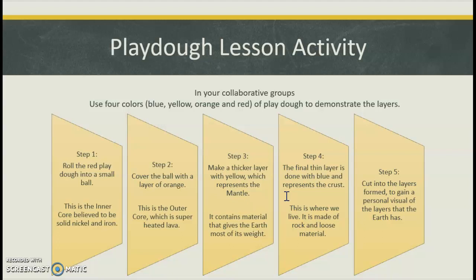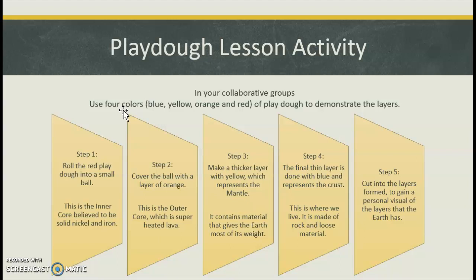The crust is where we live. The crust is the blue and the ocean and the green, the continents. And we are going to cover this all up with the final layer of blue to make our crust. It is made up of the rock and loose material. And then once we have made the 4 layers of the Earth, we will have a solid blue ball. And on the outside, it'll look just like a solid blue ball to anybody that doesn't know we've put layers into it.